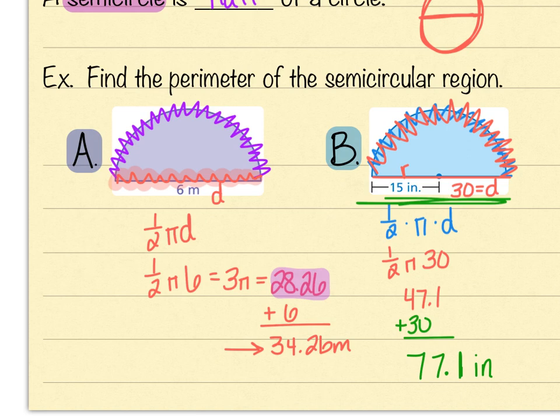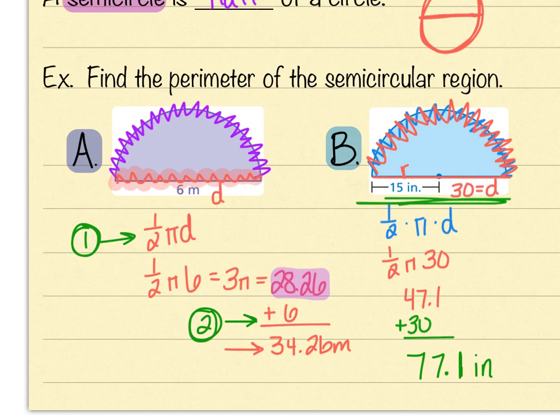So basically, I have 2 steps for these problems. I have to find half of the circumference. That's step 1. Find what half of the circumference is. And then step 2, add the diameter back on so we can get that straight across distance.